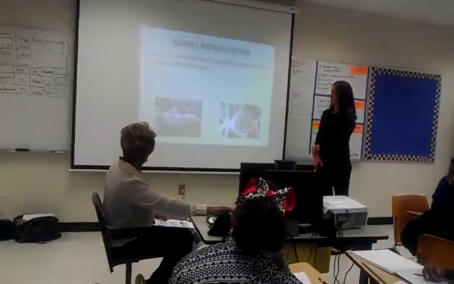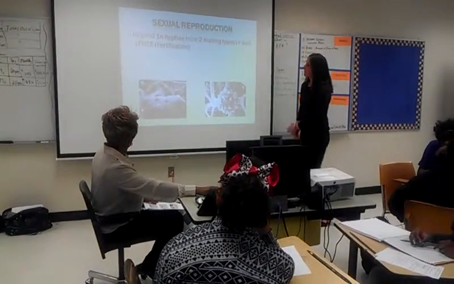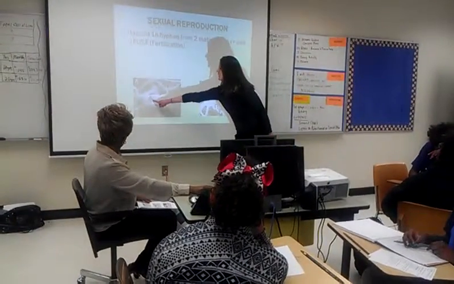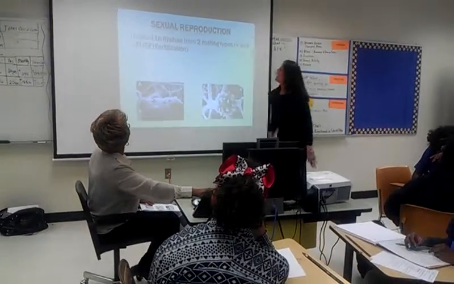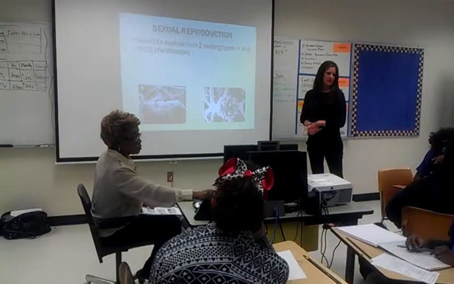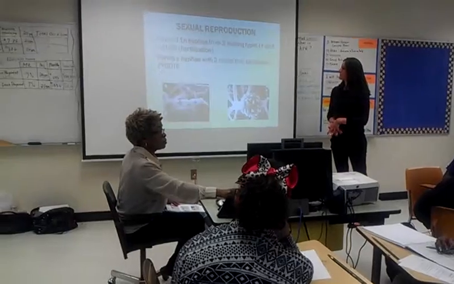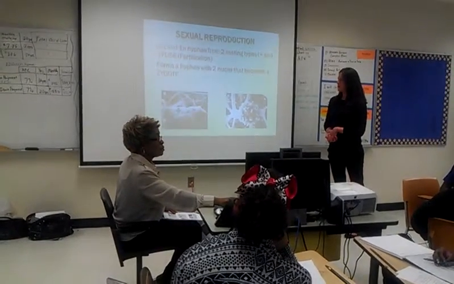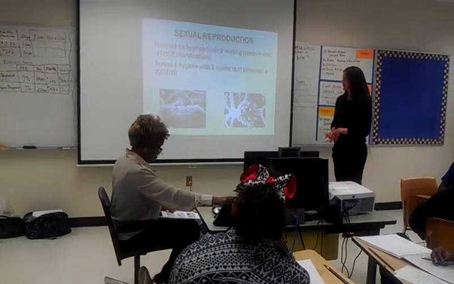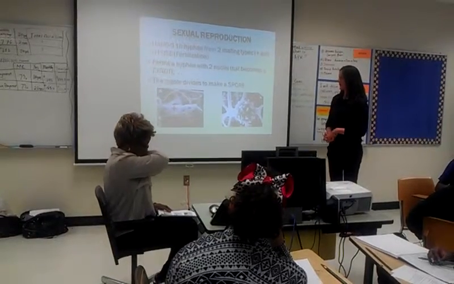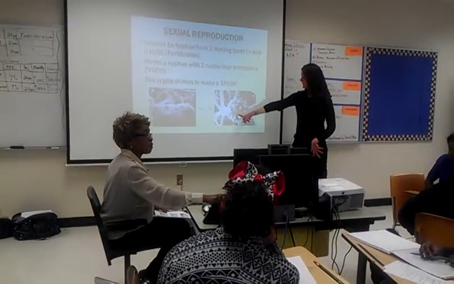Haploid, 1N hyphae, form 2 mating types, plus and minus. This is the plus and this is the minus. And they fuse, and that is fertilization. They form a hyphae with 2 nuclei that becomes a zygote. The zygote divides to make a spore, which is what this is.